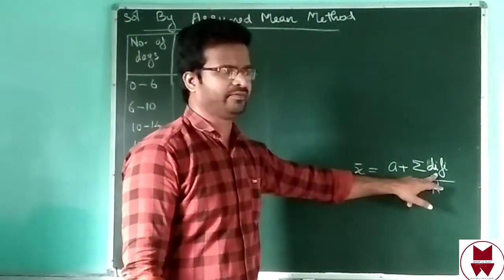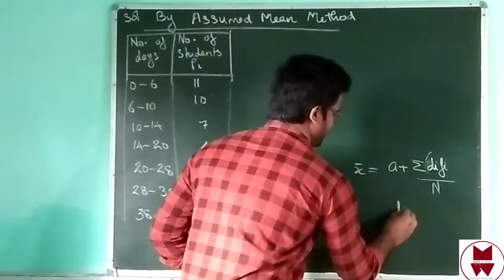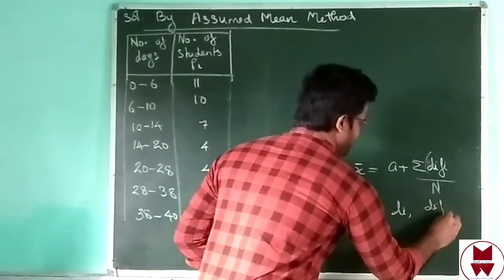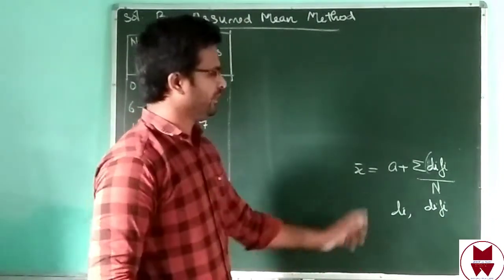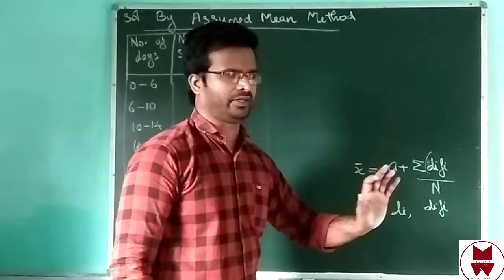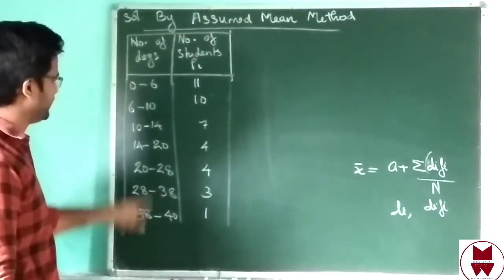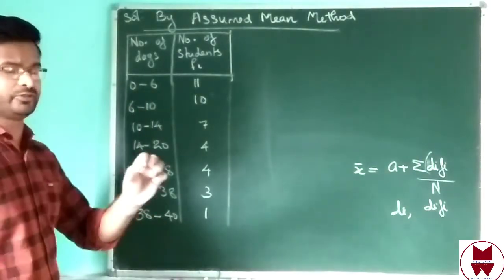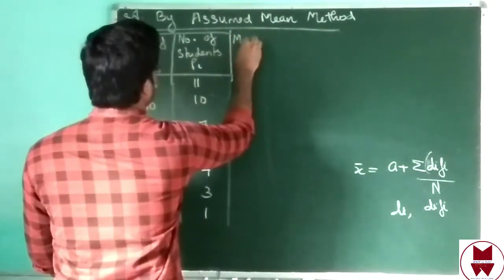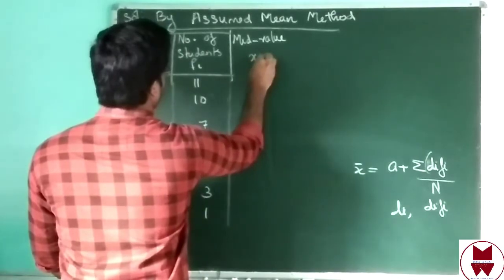Then di we need, isn't it? One column is di. The next, di into fi. We need two columns: first di, second one is di into fi. Then one more column we need. We cannot use this number of days, that is, the class interval. We have to use which one? Mid value, isn't it? First we can write the mid value, xi.